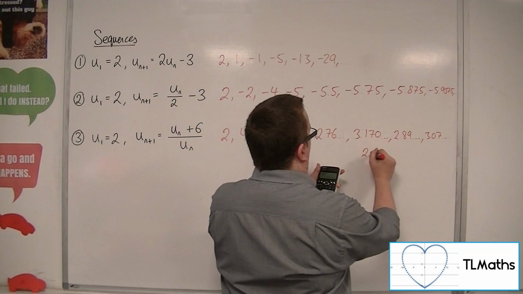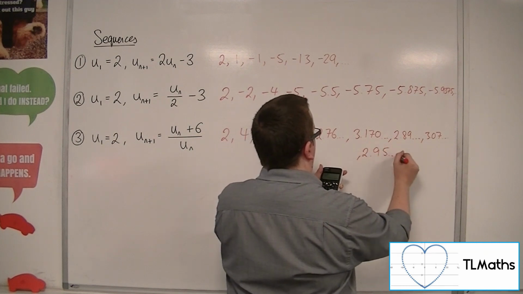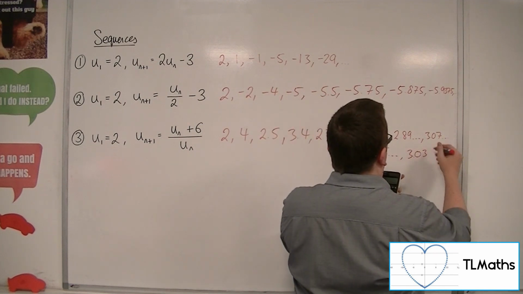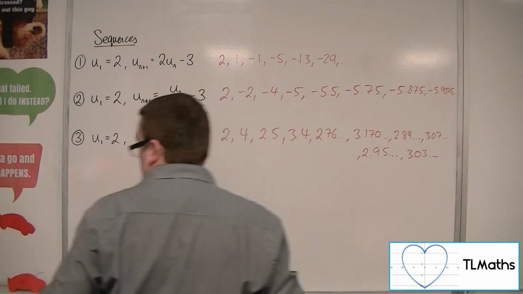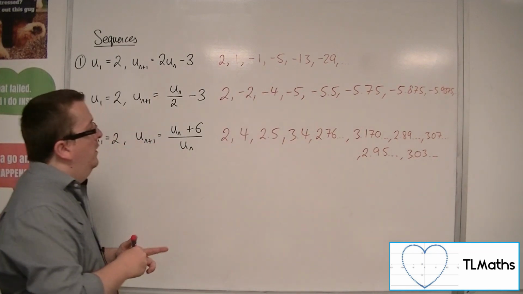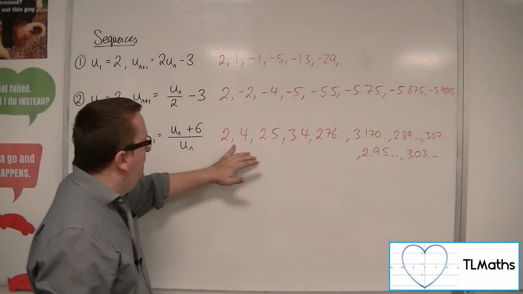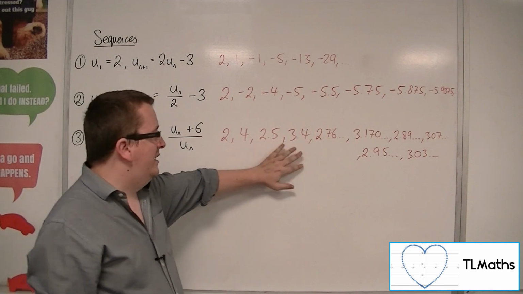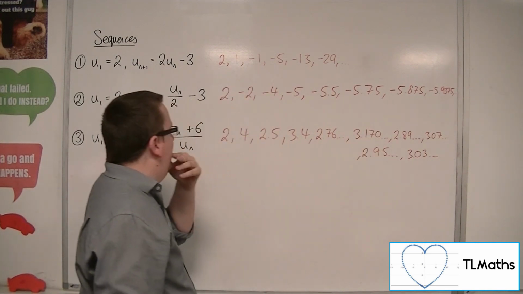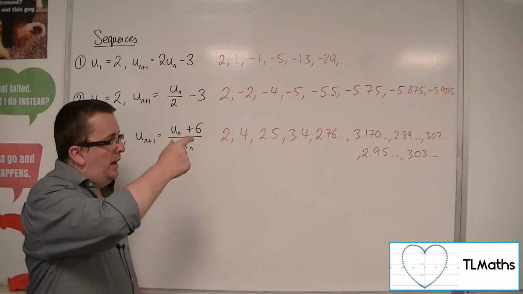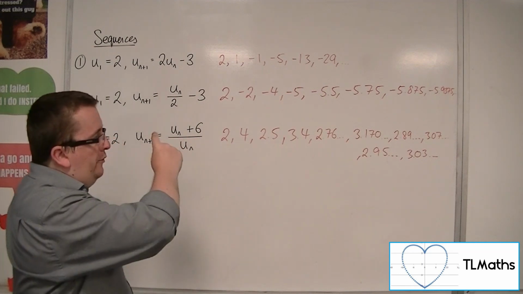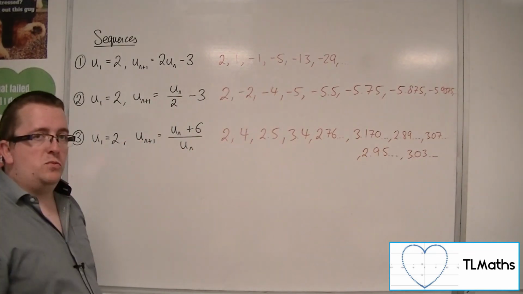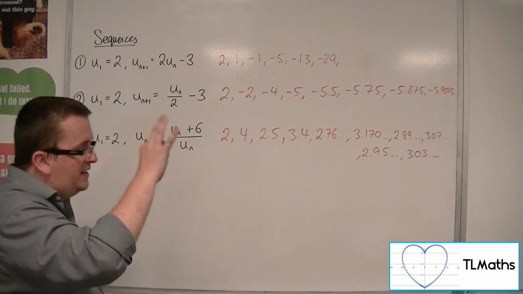Then let's do a couple more. 2.95. Then 3.03. Okay, now what's happening here? Now with this sequence, these are getting, well, larger initially, then it decreases, then it gets larger again, decreases, larger, decreases. So it seems to be kind of swapping between two values, but the gaps between them are getting smaller and smaller and smaller, as if they're kind of self-contained.